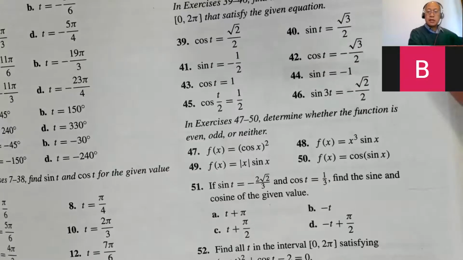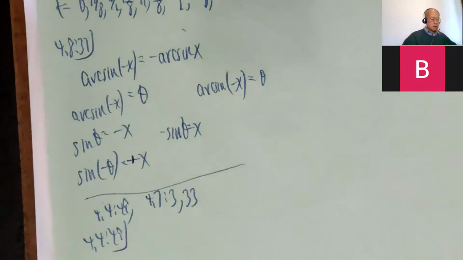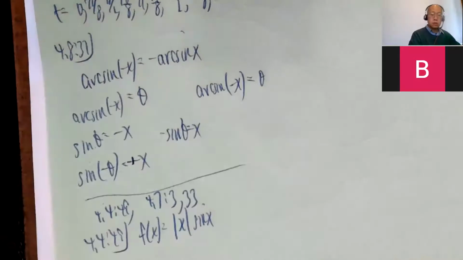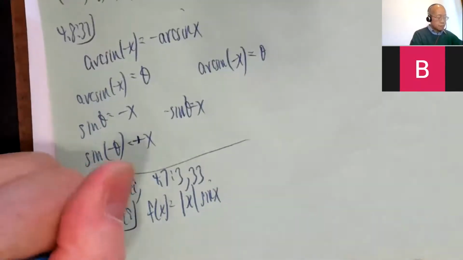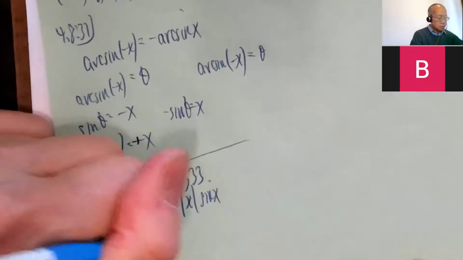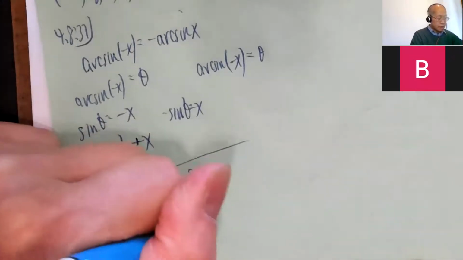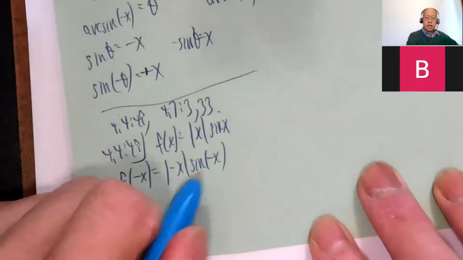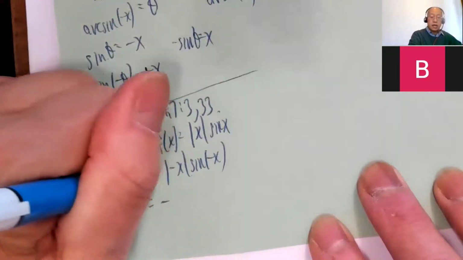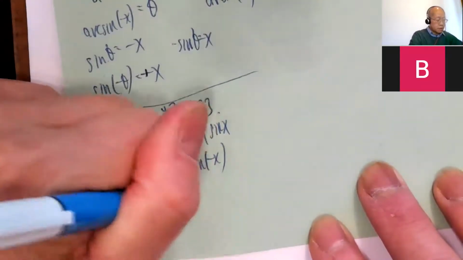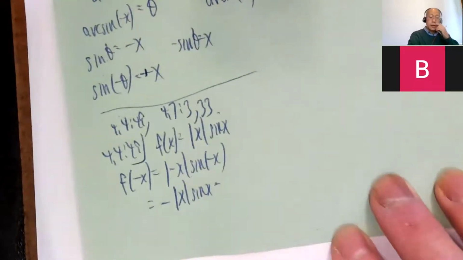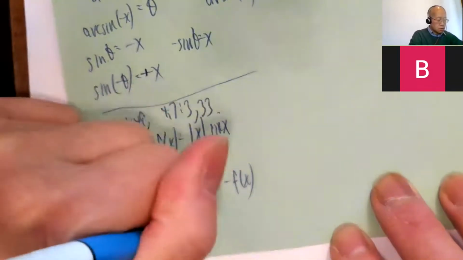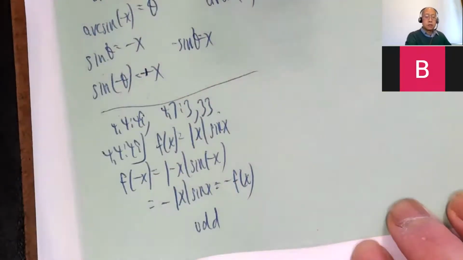4.449. Absolute value of x sine x: is the function even, odd, or neither? So I replace x with negative x. It's absolute value of negative x times sine of negative x. Sine is an odd function, so the sine of negative x is the opposite of sine x. Absolute value of negative x is the same as absolute value of x. And what do I end up with? I get the exact opposite of what I started with, which means I have an odd function.